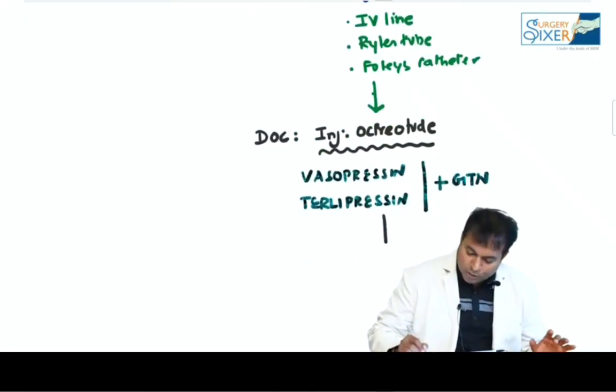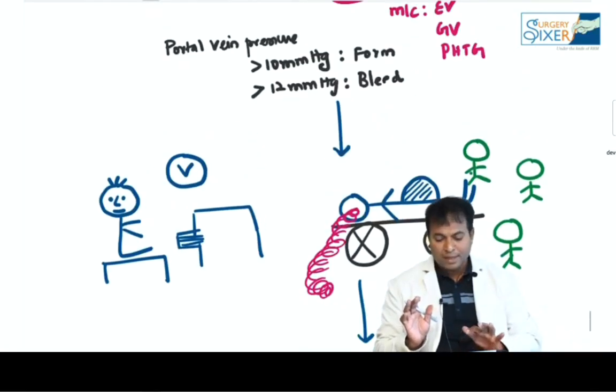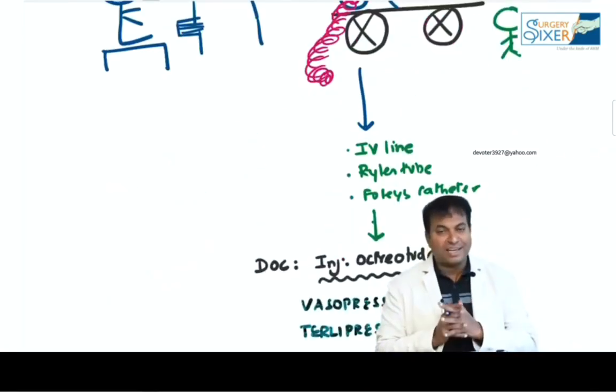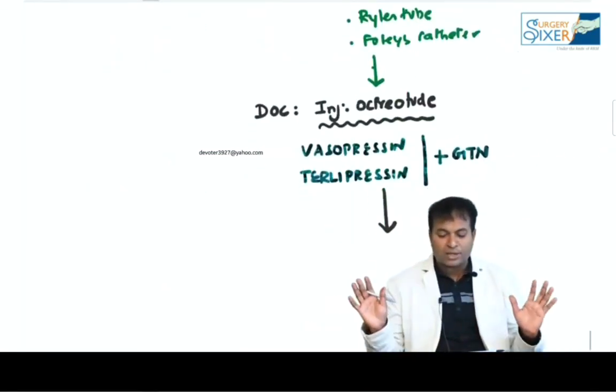If the bleeding stops, no problem. Please remember, I'm just going like a story. Mr. Ramu comes to your clinic, you start an IV line, Ryle's tube, Foley, everything is put. Now still the bleeding is coming in the Ryle's tube. Immediately you start octreotide, vasopressin or terlipressin.